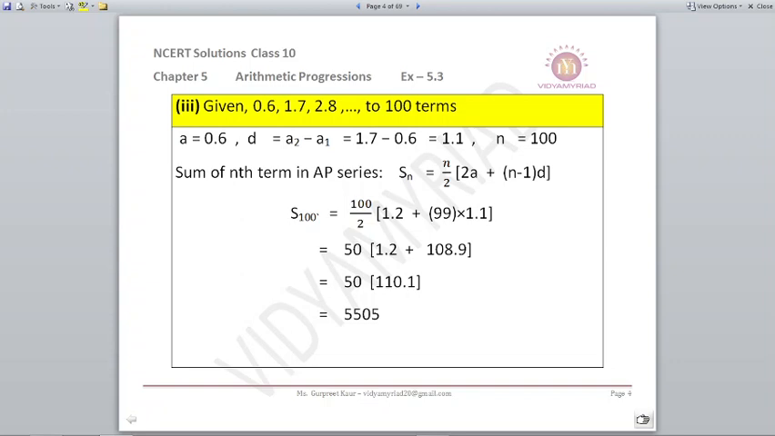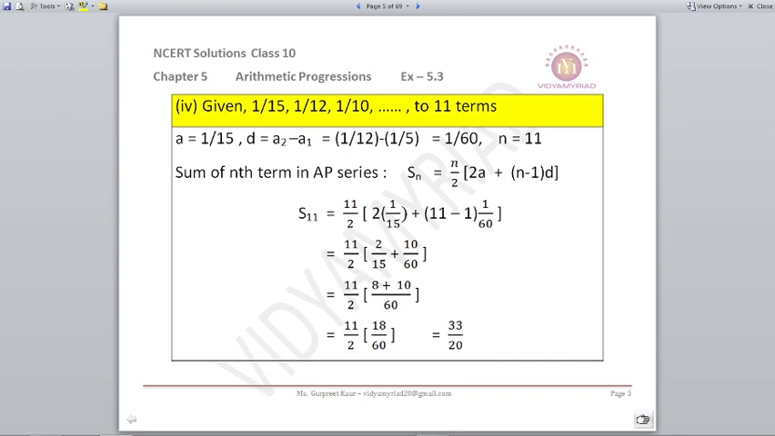So here n upon 2 [2a plus (n minus 1)d] is your formula, which you should always write wherever required. So 100 upon 2 into 2 into a, that is 2 multiplied by 0.6, which will give you 1.2. n minus 1 is 100 minus 1, that is 99, and d is 1.1. On solving this, S100 comes out to be 5505.